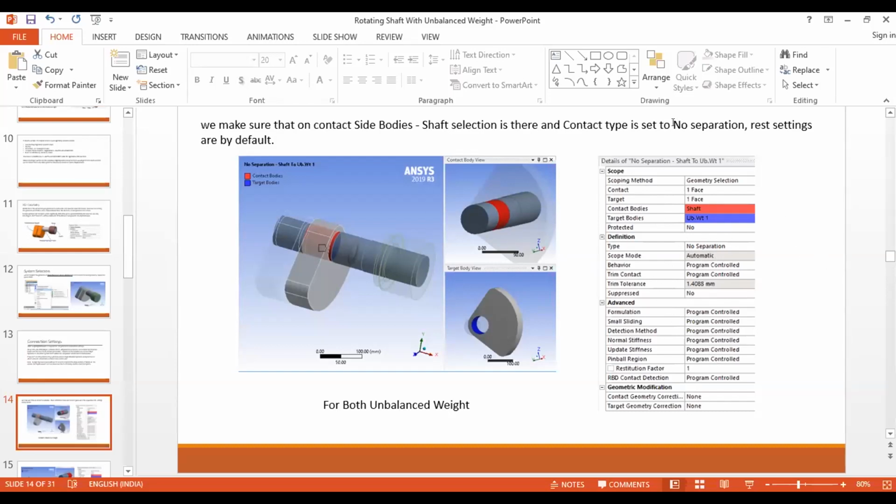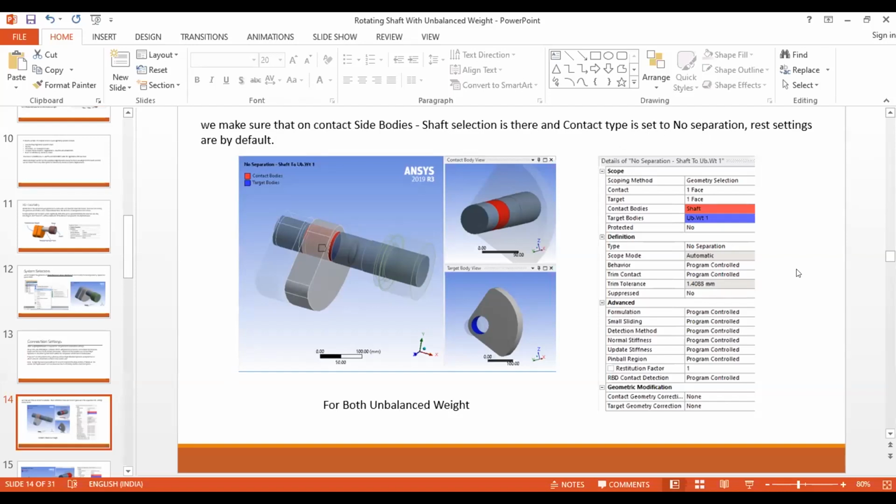The reason behind using no separation is that even in reality, a bonded connection is not possible unless you weld the unbalanced weight. But here we are constantly changing our unbalanced weight position as per the application. So that's why we are using the no separation contact type.